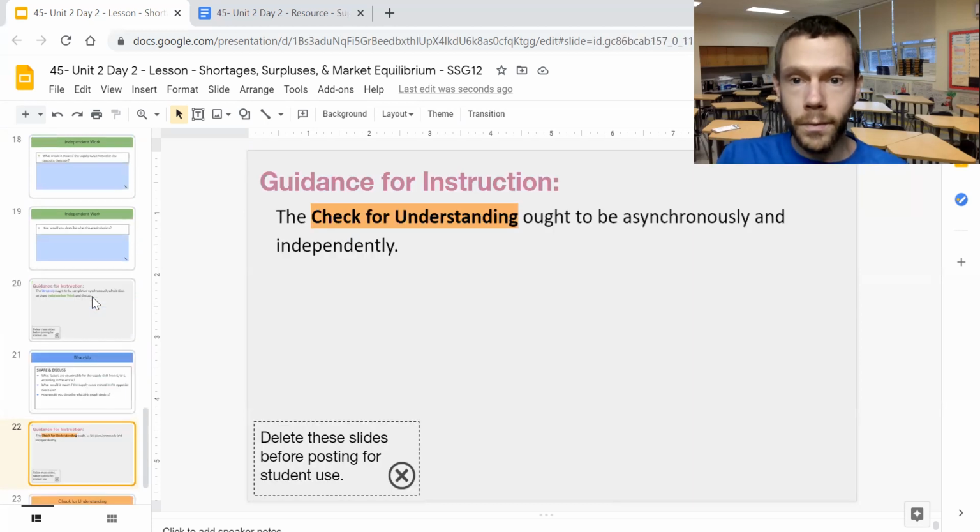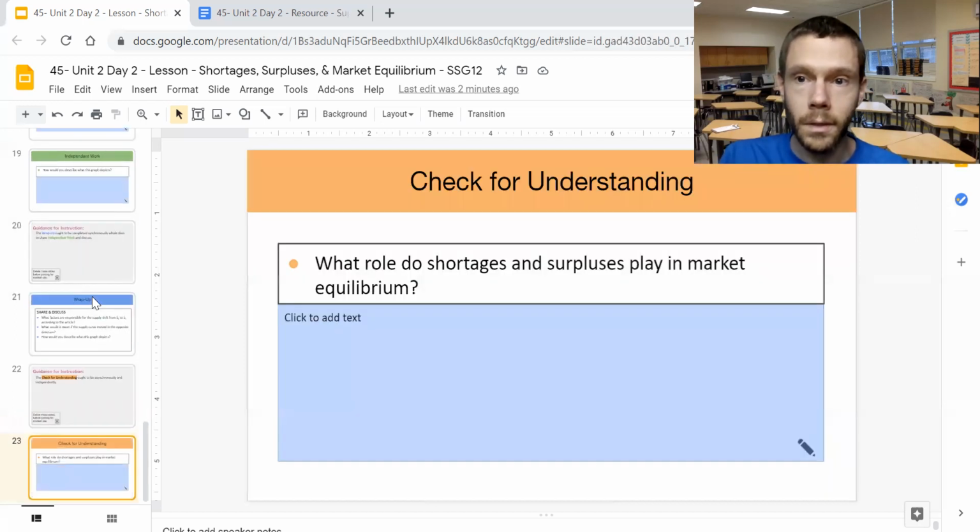And then the check for understanding could be done if you're in person. You could easily do it in person. If you are working remotely in the spring 2021 semester, this could also be done asynchronously. Basically, it's an exit ticket to check for understanding. It's a very easy way to see how well students understand the concept of shortages and surpluses.